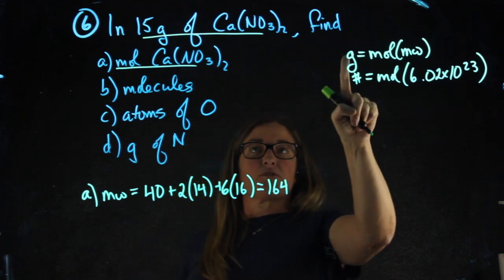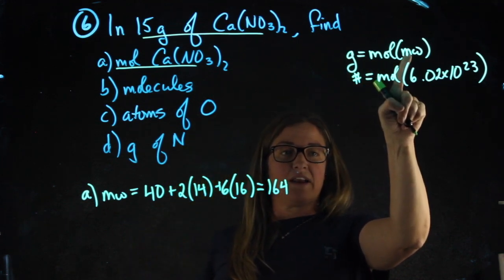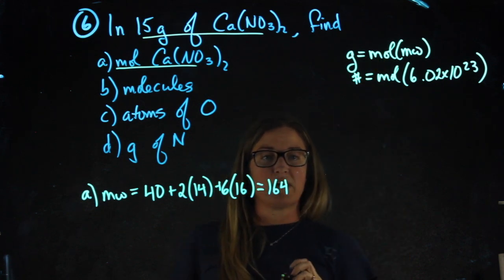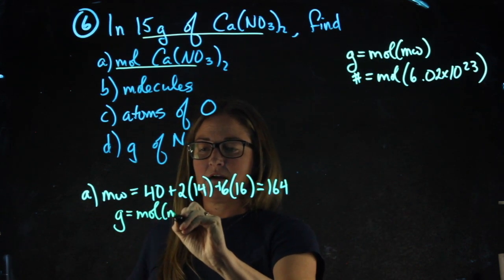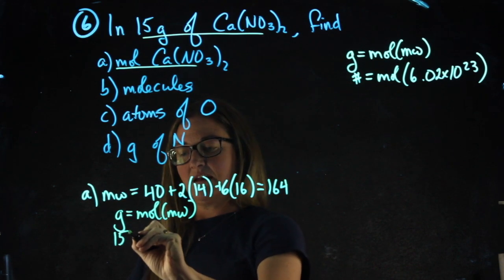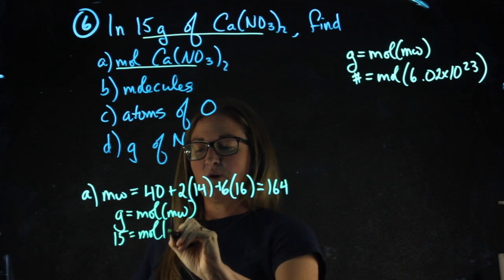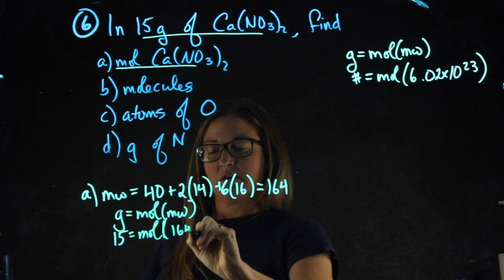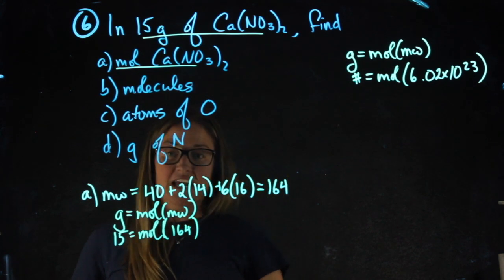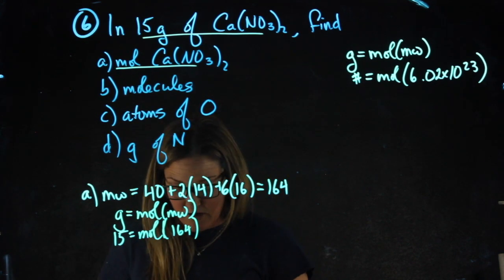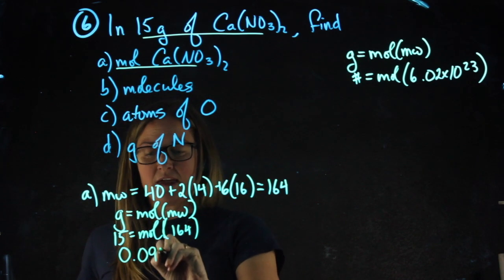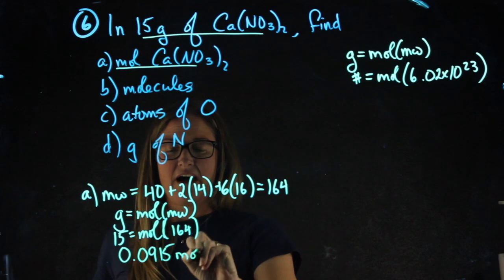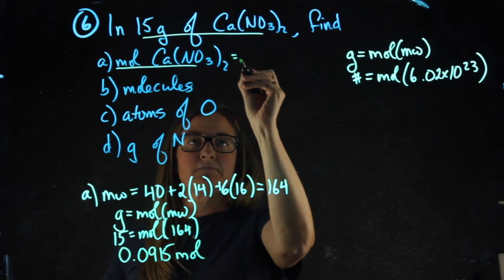So now I have the grams of calcium nitrate and the molecular weight of calcium nitrate, so if I plug it in, I will get the moles of the calcium nitrate. 15 equals moles times 164. I will take 15 and divide by 164, giving me 0.0915 moles of calcium nitrate.